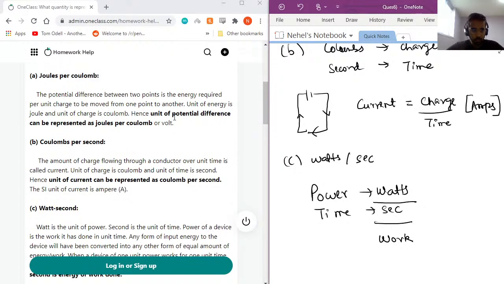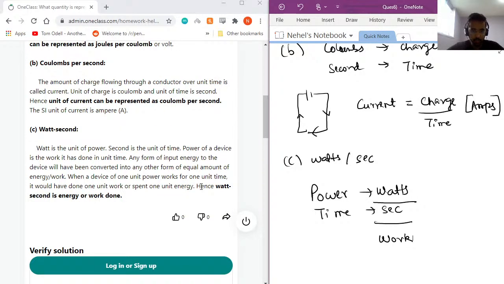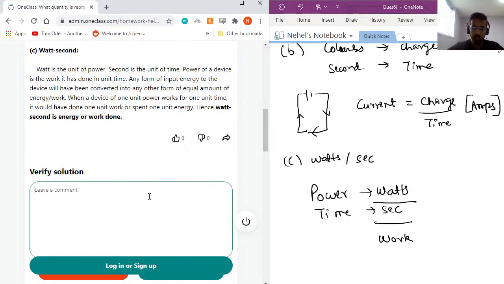Okay, so the first one was potential difference or volts. The second one was current, or ampere in these units, and the final one was watt per second, or energy or work done.